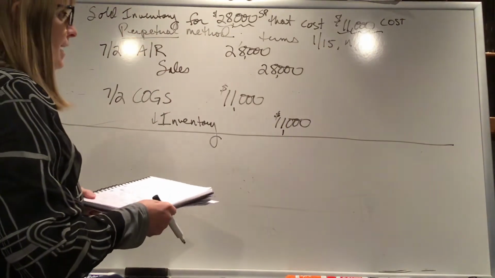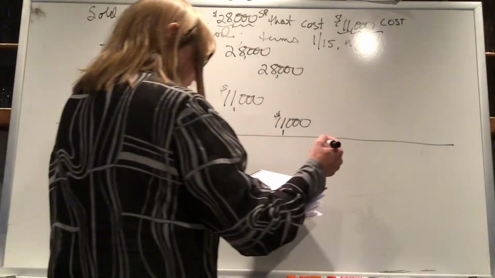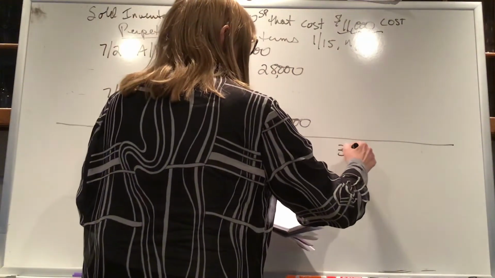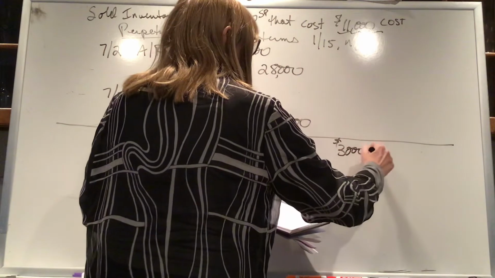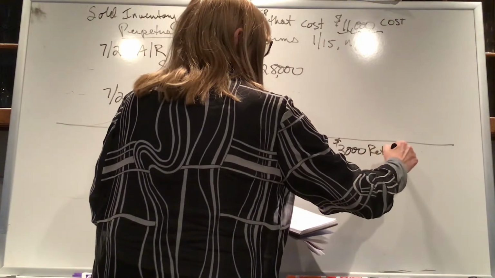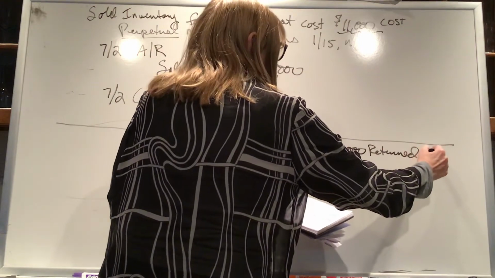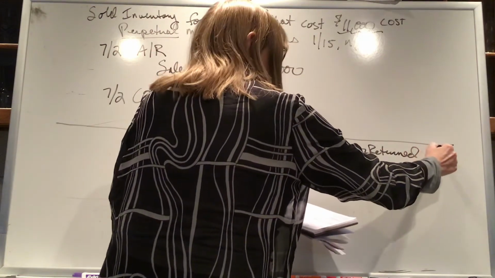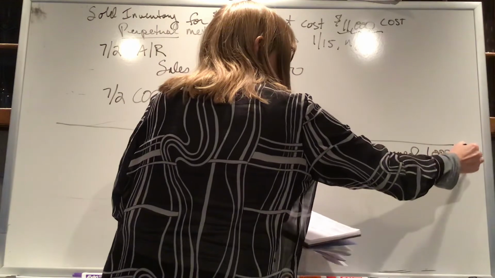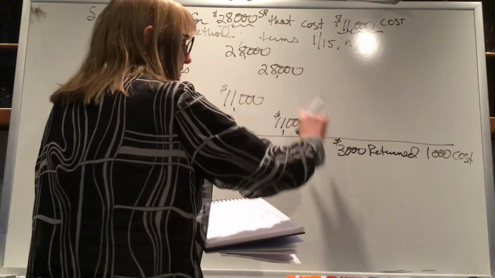So let's say that, we'll just put the numbers over here. Let's say $3,000 of shoes were returned, and they originally cost $1,000. So again, just like up here, we need the sales price and the cost.